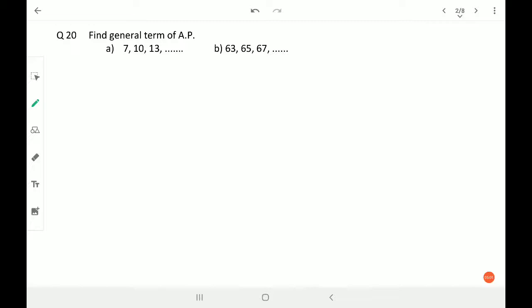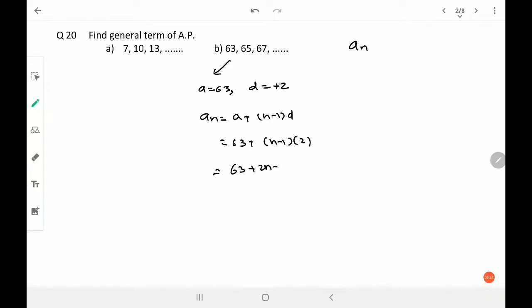Find general term का मतलब होता है a n आपको find करना है, a n. तो मैं इस question के लिए solve करता हूँ. a is equal to 63 and d is equal to -2, 65 minus 63 is plus 2, right? So we have here a n is equal to a plus n minus 1 into d, 63 plus n minus 1 into 2. So we have 63 plus 2n minus 2, that would be 61 plus 2n, and that's it. This is nothing but called a general term.